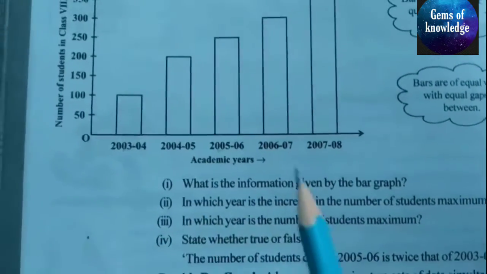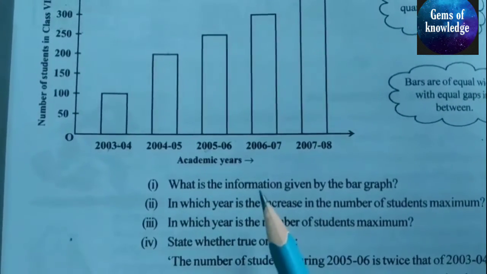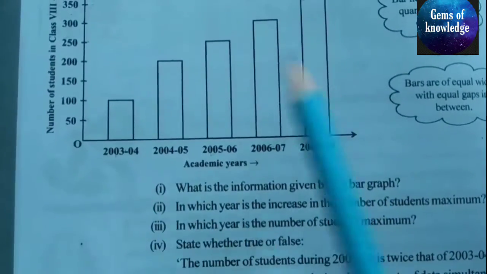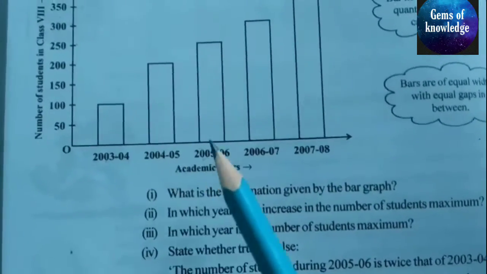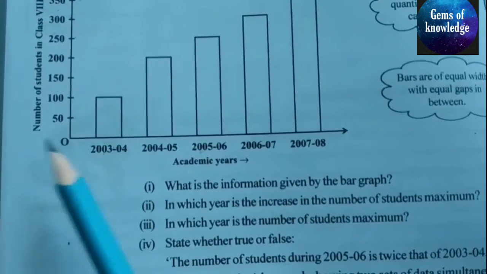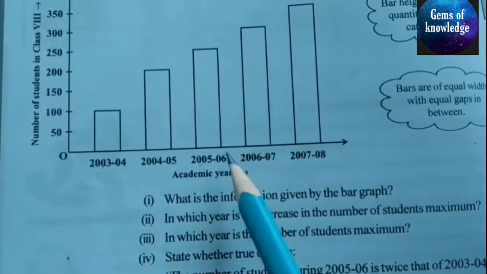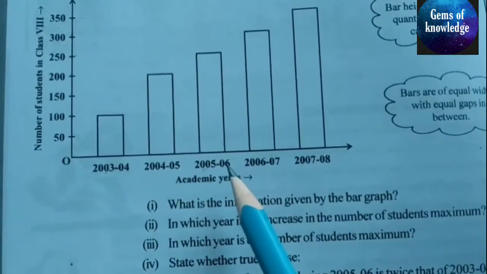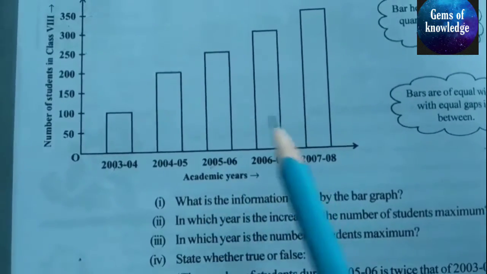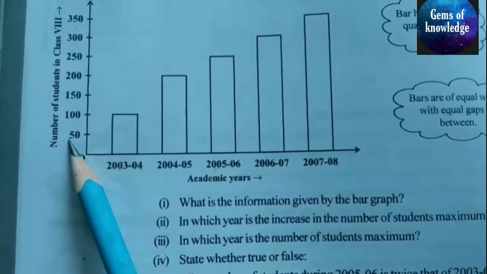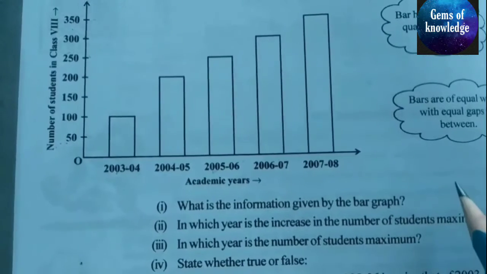Now below this some questions have been asked. According to this question, what is the information given by the bar graph? So you can write here, number of students in class 8th was given in particular academic years. You can write number of students in class 8th was measured. So you can write the answer like this.